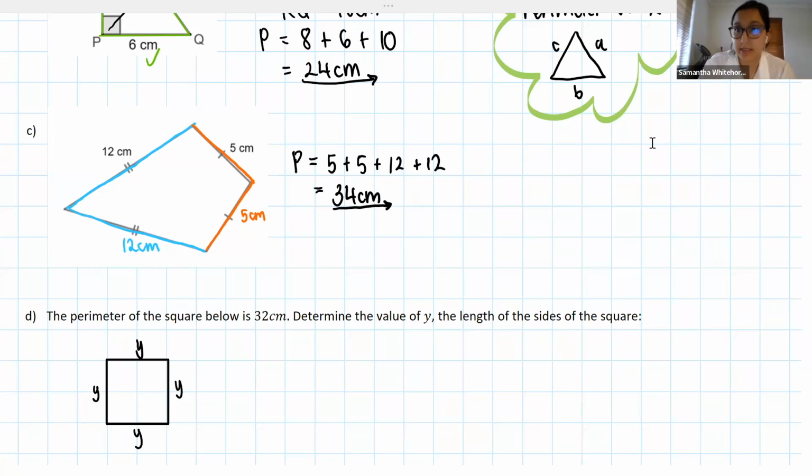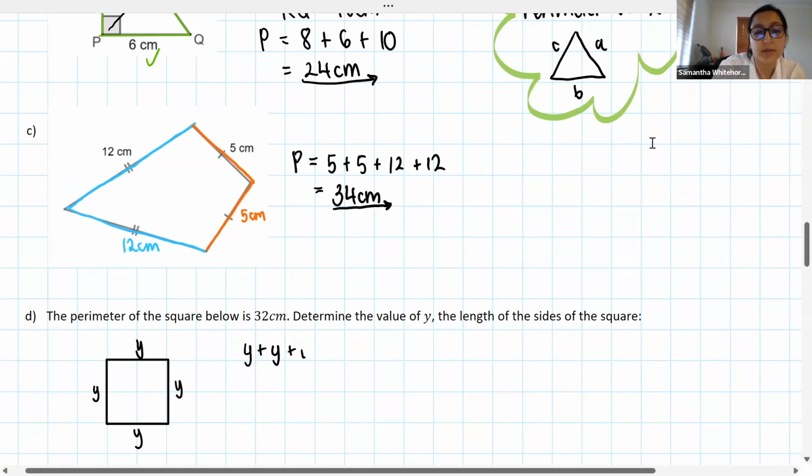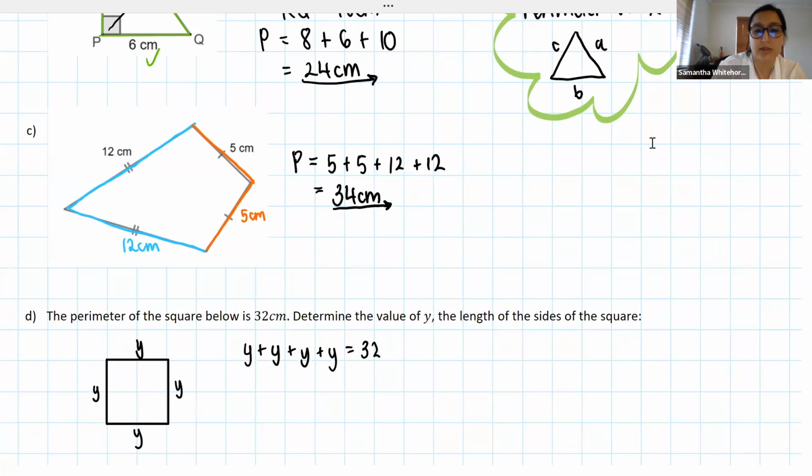All right, so like I say, a square has 4 equal sides. These sides are all y. So y plus y plus y plus y is all equal to 32 centimeters. That's based on the information we were given. y plus y plus y plus y is 4y. And so to now solve for y, I'm going to divide both sides by 4. And so y is equal to 8 centimeters.